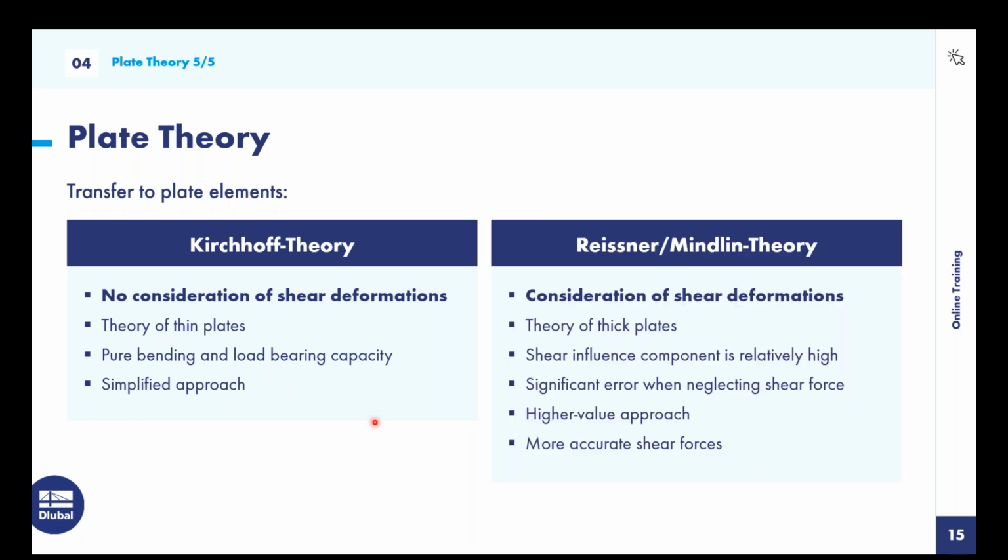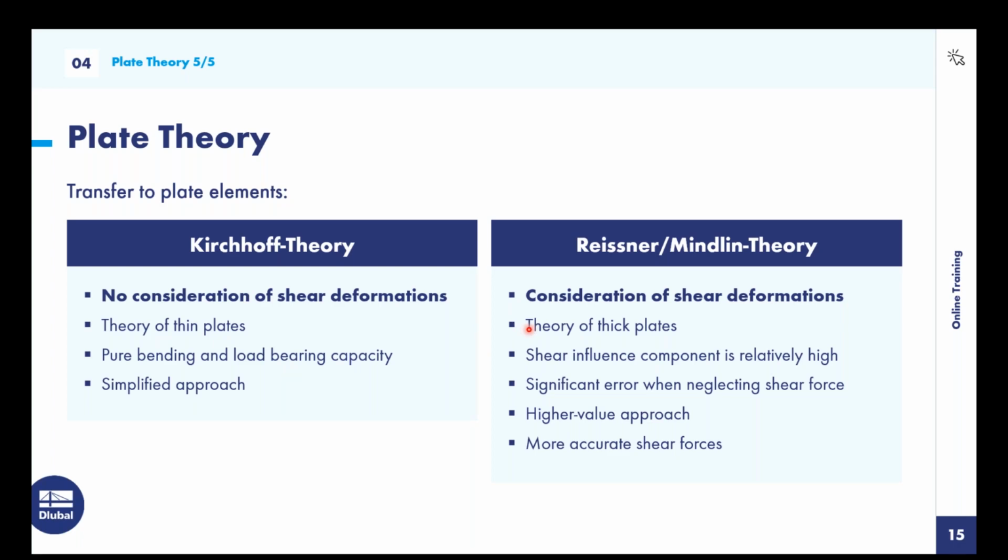Whereas the Reissner-Mindlin theory is great for the use of thick and thin plates. The reason for this is because we do consider shear deformations, and you have to take into consideration that the shear influence component is relatively high. If you're neglecting shear forces, you're going to have a significant error. This is a high value approach and increases the accuracy of your shear forces. In my opinion, the Reissner-Mindlin theory is what you should be using all the time, but it's good to know the difference between these two theories.